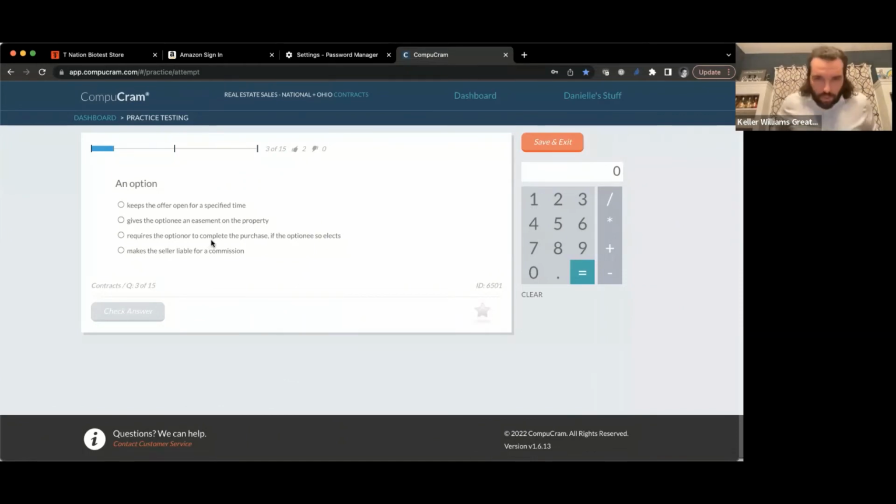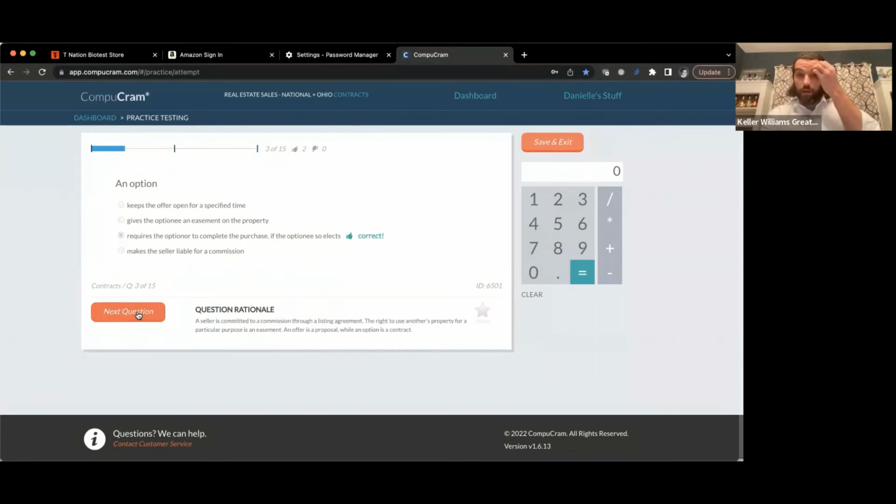So C is going to be the correct answer here. The option exists as a unilateral contract where one person gets to decide whether to activate it, right? The person giving the option is the optionor, the person receiving the option is the optionee. If the optionee elects to activate the option, the optionor has to move forward with it.